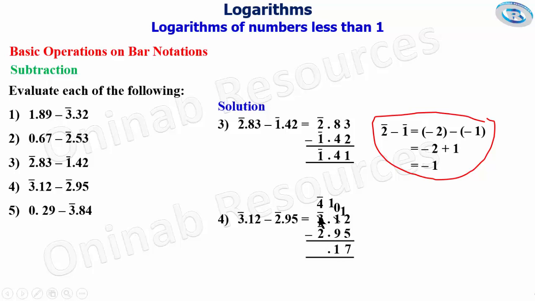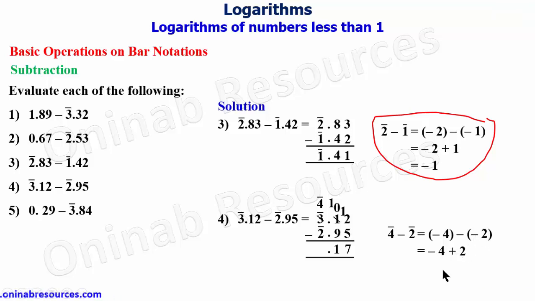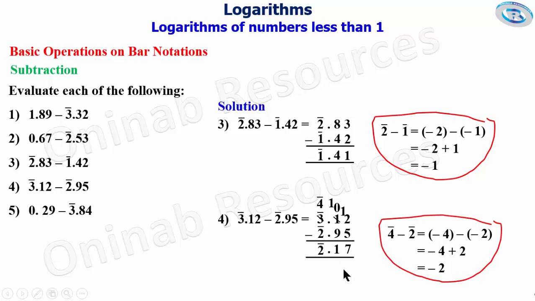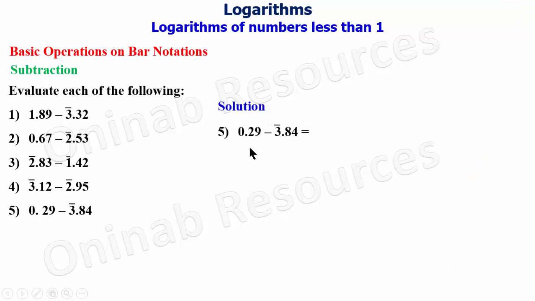We place our point. So when we borrowed 1 from negative 3, which is bar 3 here, we're left with negative 4. That is bar 4. So we now say bar 4 minus bar 2. That's going to give us negative 4 minus negative 2. Removing the bracket, negative 4 plus 2. Negative times negative gives positive. Negative 4 plus 2 gives negative 2, which is brought here as bar 2. So we go to the last problem under subtraction of bar notations.